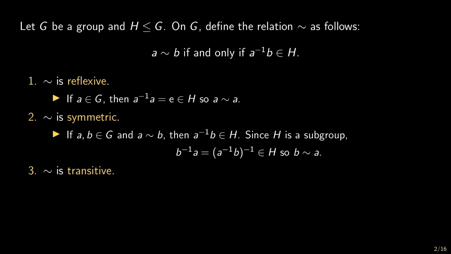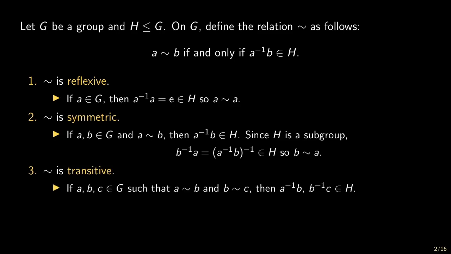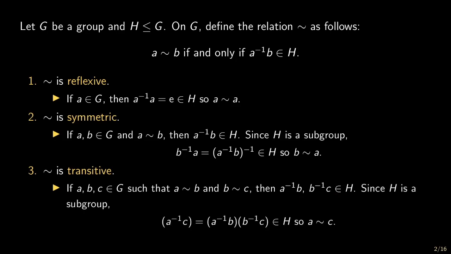Lastly, this relation is also transitive. So to verify, you take three elements A, B, and C. Assume that A is related to B and B is related to C. With this, we know that A inverse B and B inverse C are elements of H by definition of the relation. Now, to prove that A is related to C, you need to guarantee that A inverse C is in H. You can do that by observing that A inverse C happens to be the product of A inverse B times B inverse C, which are both in H. Because H is a subgroup, that product is in H. So, A is related to C.